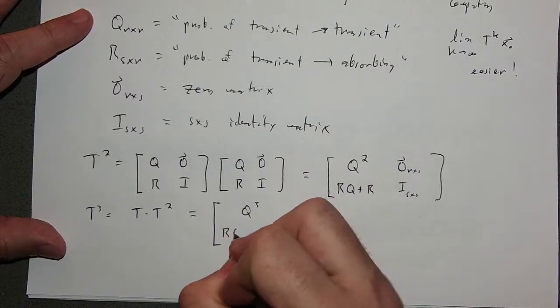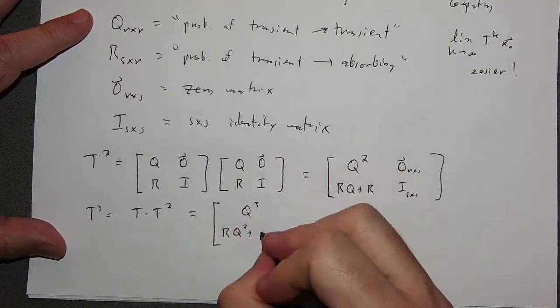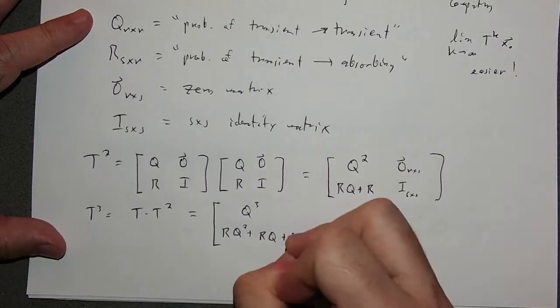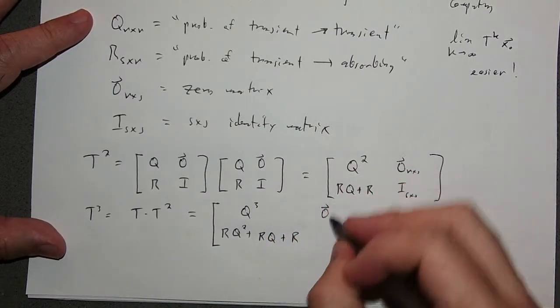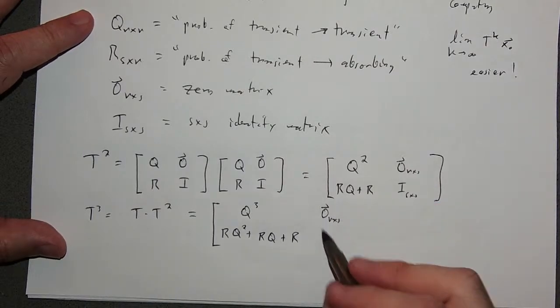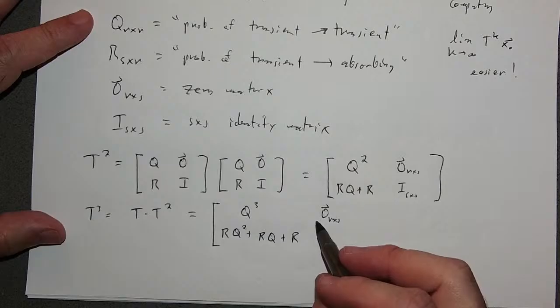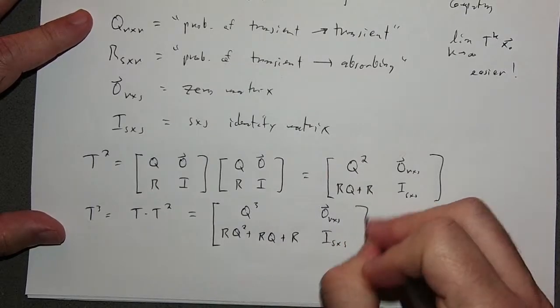Then this would be RQ squared plus RQ plus R. In this entry, all these vectors in this matrix are zero, but it's a zero matrix of size R by S, and still the S by S identity.